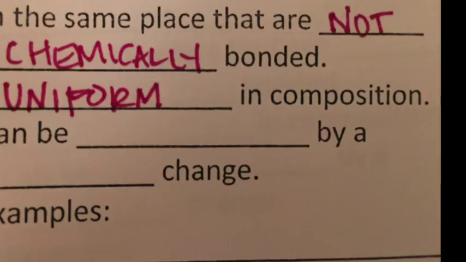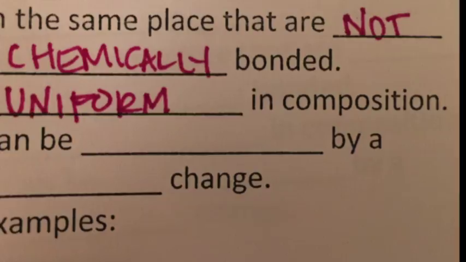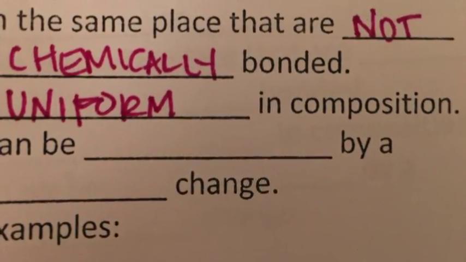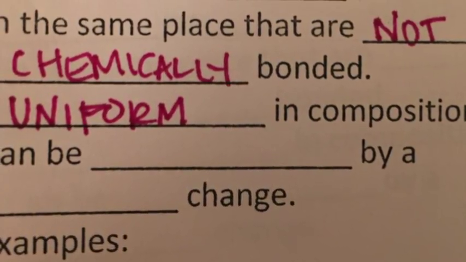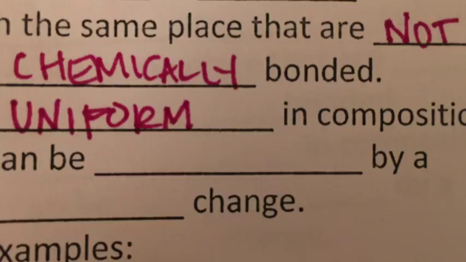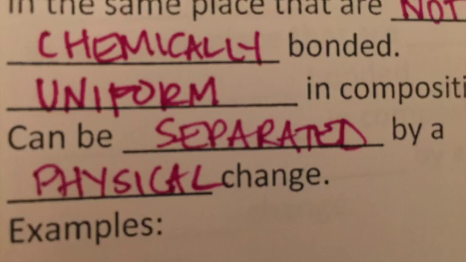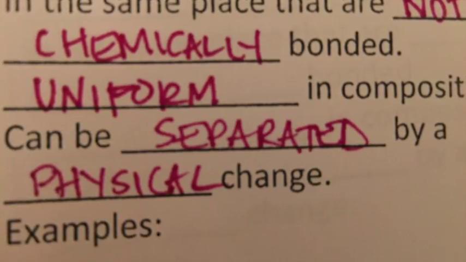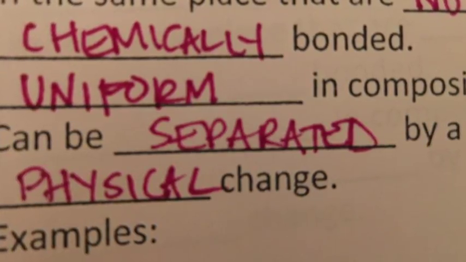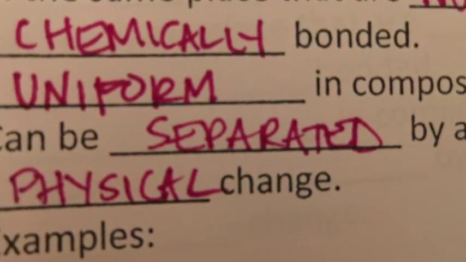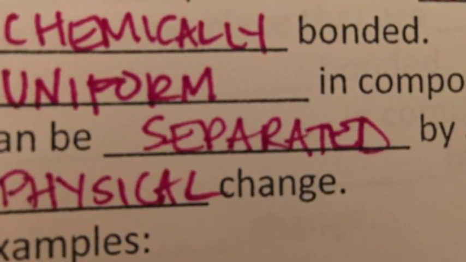So a homogeneous mixture is a mixture. All right, that's just the fact that they are two or more substances not chemically bonded. But a homogeneous mixture is uniform in composition, and that just means that the whole mixture looks the same throughout. There are not pieces floating around, there are not different layers, it all looks the same. Another thing that is true about homogeneous mixtures and all mixtures is that it can be separated by a physical change. So both homogeneous mixtures and all mixtures can be separated by physical changes.